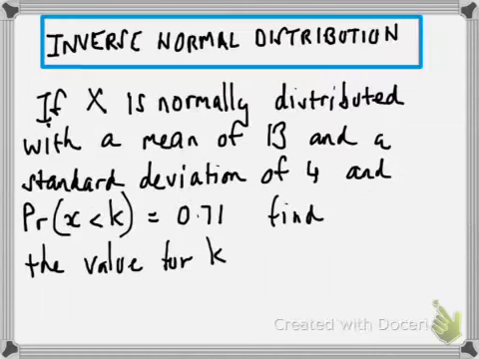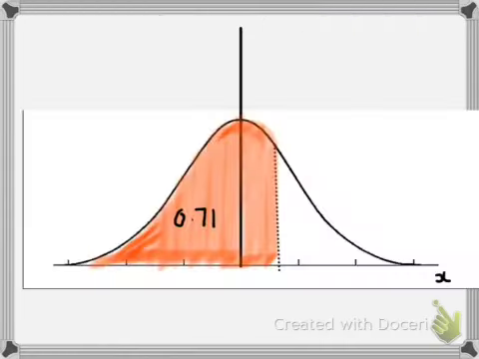Alright, now let's look at the inverse normal distribution. I'm going to start here with just a question to show you. It's sort of related to what we just did. If x is normally distributed with a mean of 13 and a standard deviation of 4, and the probability that x is less than k is 0.71, find the value of k. So what's that actually asking? It's asking what's the 71st percentile or the 0.71 quantile. So what's this value k here, below which 71% of the values lie?